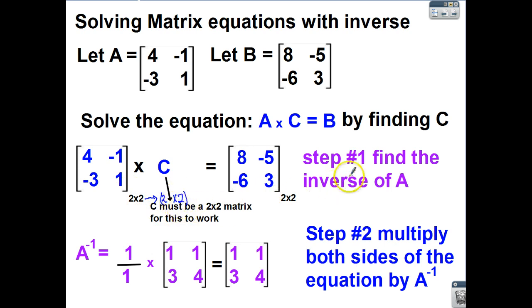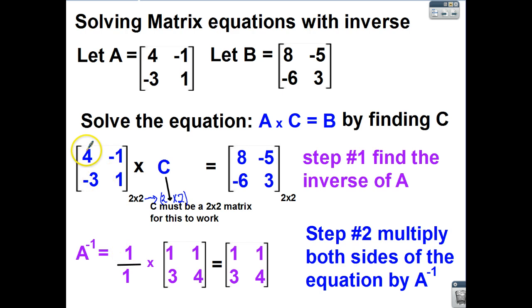All right, so step one is going to be to find the inverse of A. So this is how we're going to solve this thing, by using inverses. Okay, so let's go over that. A to the negative 1, which is our designation for the inverse of A, is 1 over the value of its determinant.